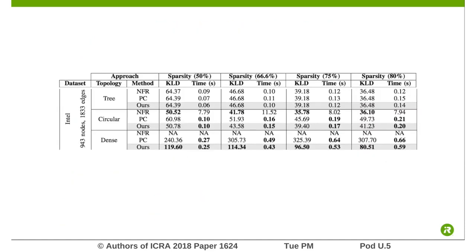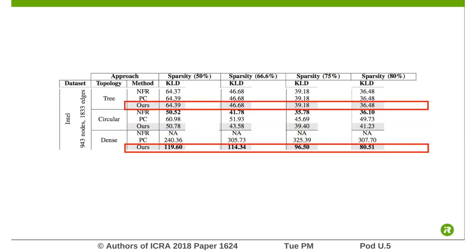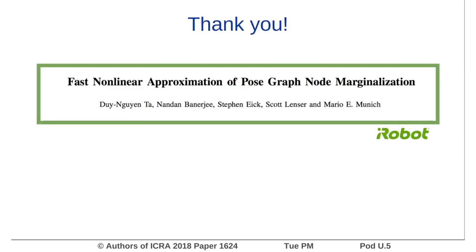On real datasets, our method computes in fractions of seconds, where NFR may be computationally unusable. Our method also produces generally better results than PC. However, our method is not generally optimal. Our results for the dense target topology are expected to be better than the tree topology, but are actually worse. The hunt for a fast and optimal approach continues with optimism.